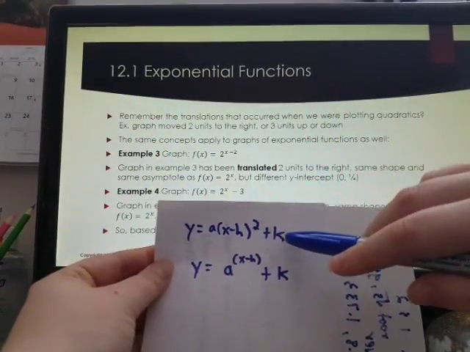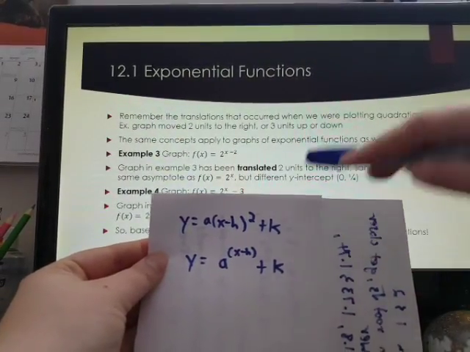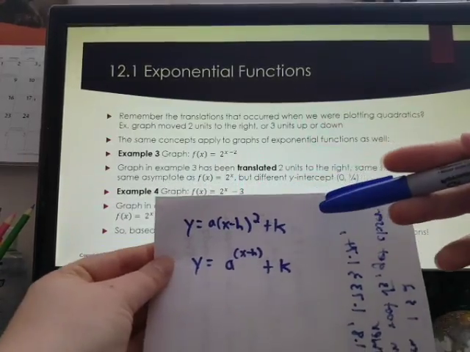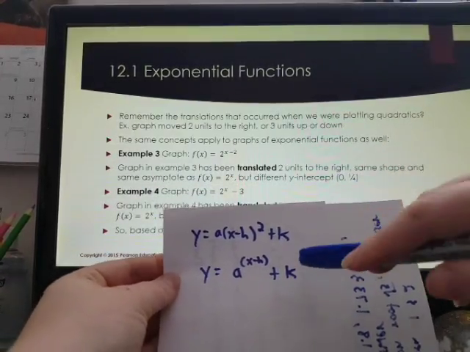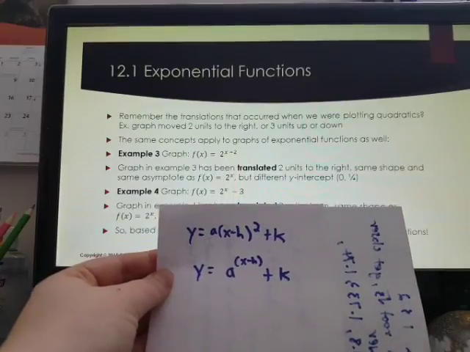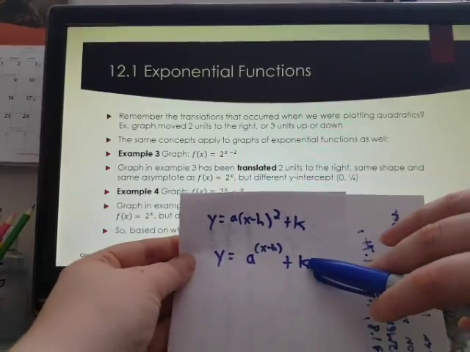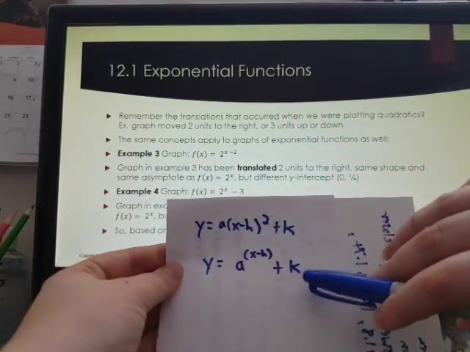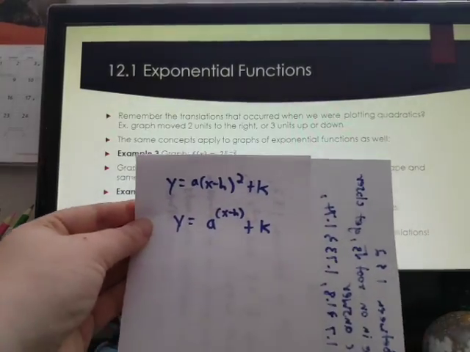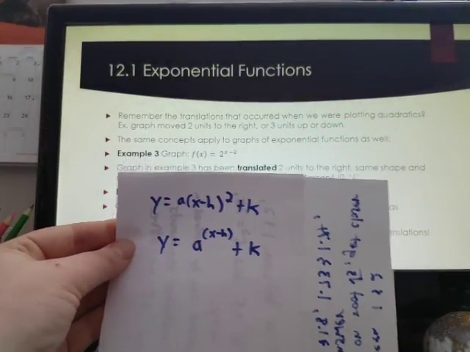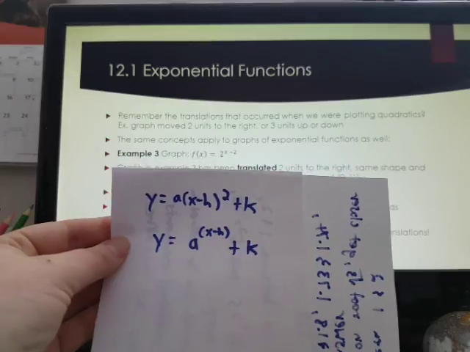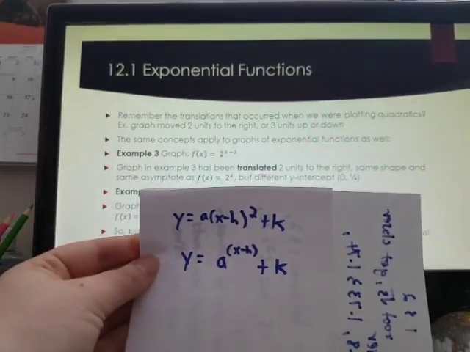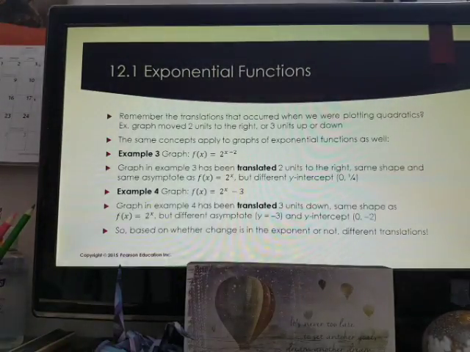And similarly with the k, when we talked about the k value before, if you add something onto that quadratic equation, it shifts your graph up or down. The same thing happens here. If you add something, and we'll call it k again, onto your equation for your exponential function, it shifts your graph up or down. So just show you the parallel there. It's basically the same kind of translations occurring with the exponential functions as did with the quadratic functions.